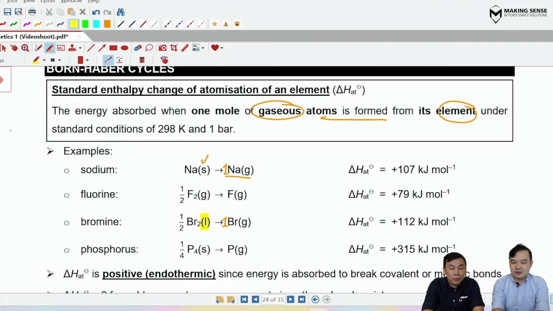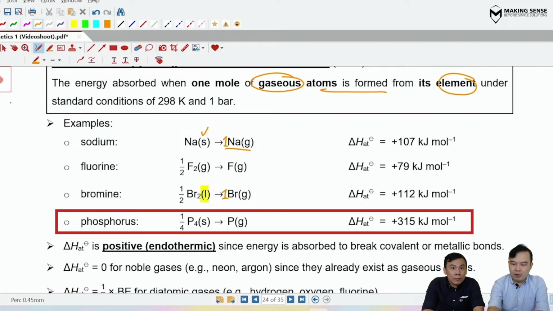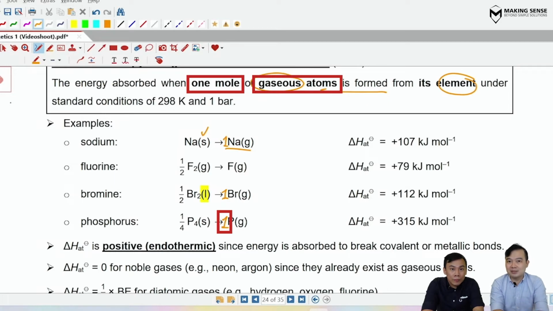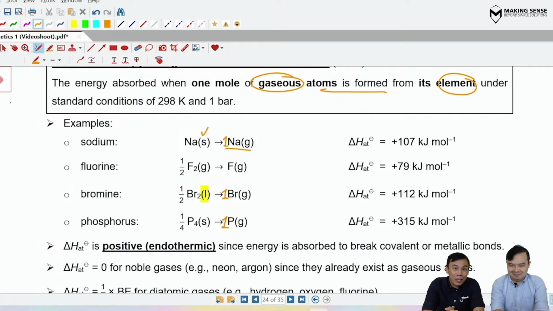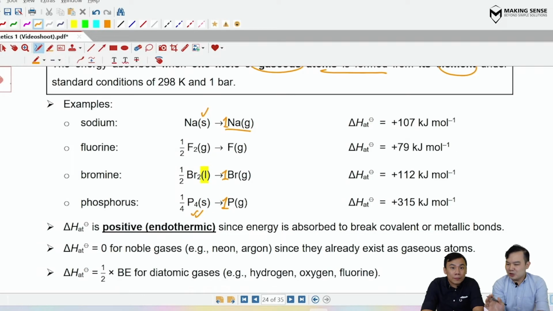And how about for phosphorus? So once again, I'm trying to form one mole of gaseous phosphorus atoms. But phosphorus is a bit tricky. You might not have seen this before. Phosphorus exists as a tetratomic molecule at standard conditions, or P4. So just take note, you have to balance it with a quarter in front. That's great. Okay, now let me show you a challenge, okay?